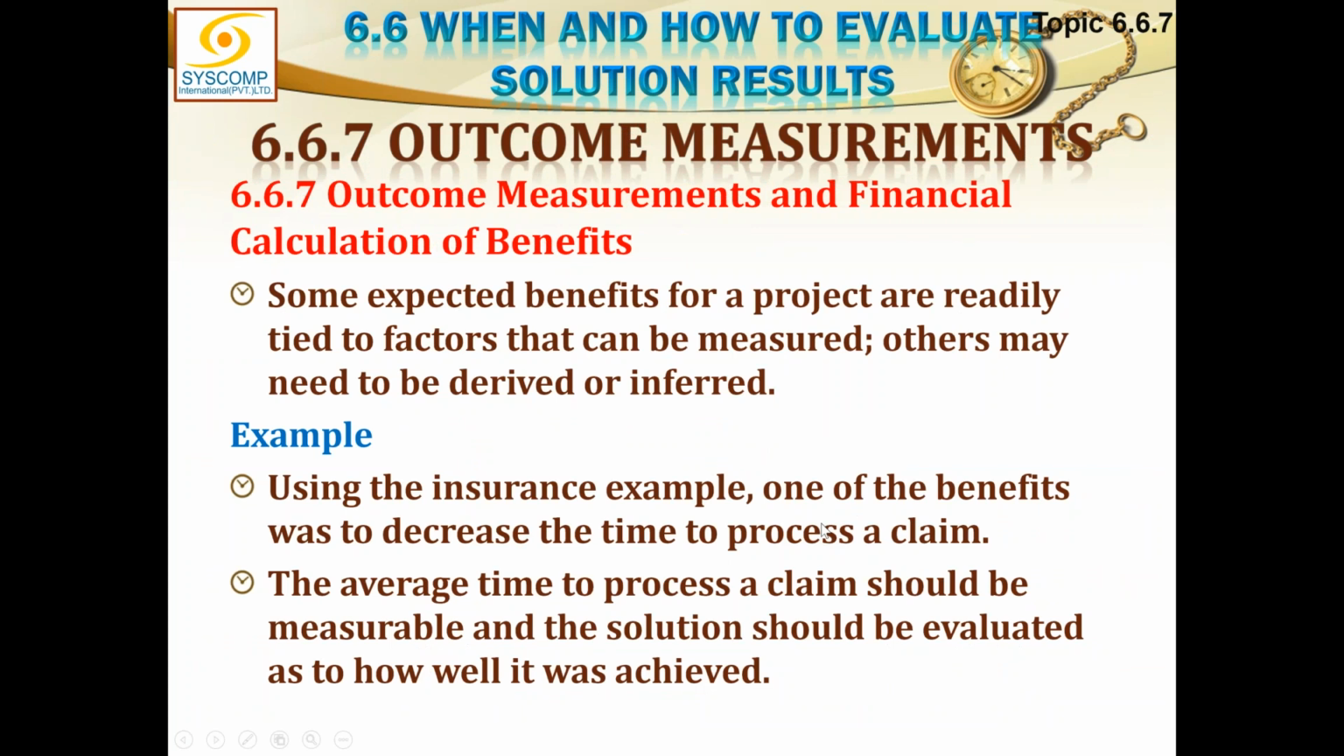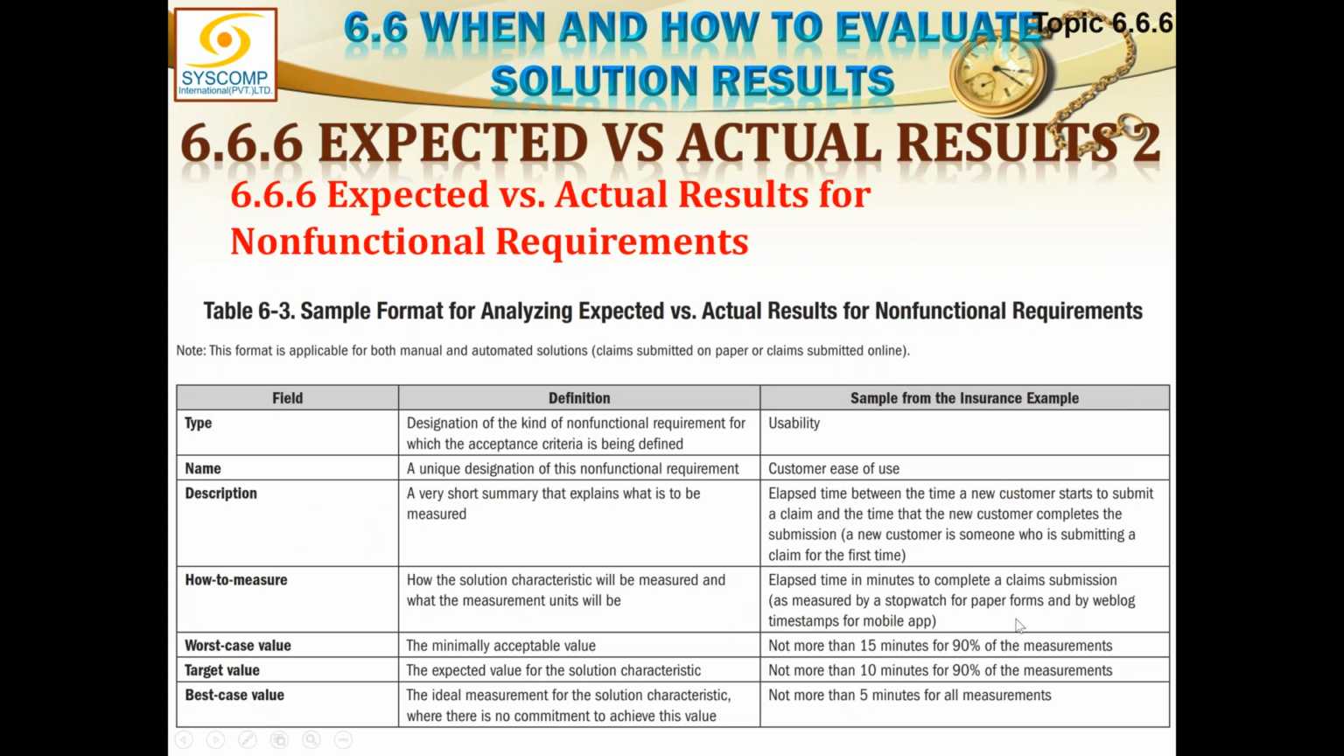Elapsed time in minutes to complete a claim submission as measured by the stopwatch for paper forms and by weblog timestamp for mobile applications. Worst case is not more than 15 minutes for 90% of measurements. Target value is not more than 10 minutes for 90% of measurements. And the best case is not more than 5 minutes for all measurements. So this way we can have a mechanism of measurement.